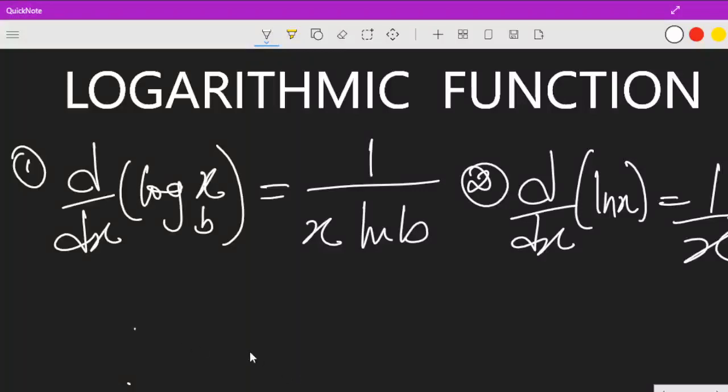Logarithmic function. The derivative of log x base b is equal to 1 over x ln b, and the derivative of ln x, that's the natural logarithm of x, is equal to 1 over x.